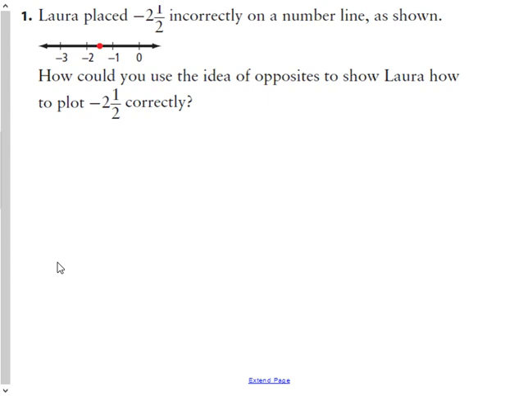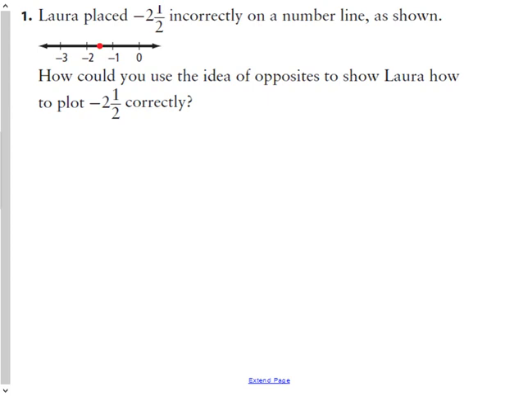Okay, so grade 9, this is section 2.1 on rational numbers. These are the questions from the textbook that we were assigned. Question 1 says, Laura placed negative 2 and 1/2 incorrectly on a number line as shown. How could you use the ideas of opposites to show Laura how to plot negative 2 and 1/2 correctly?